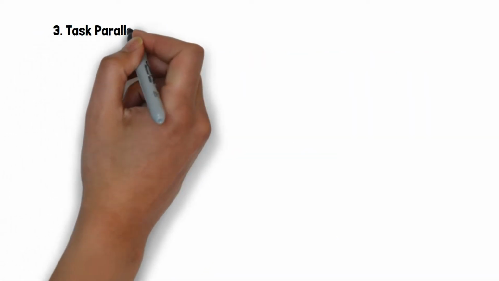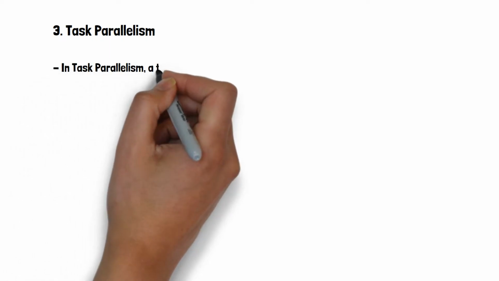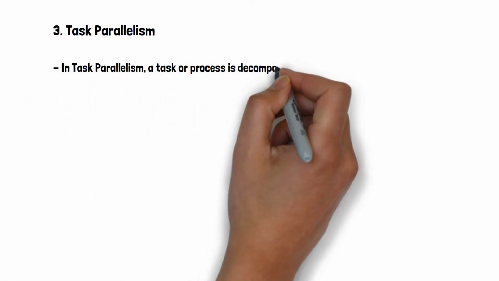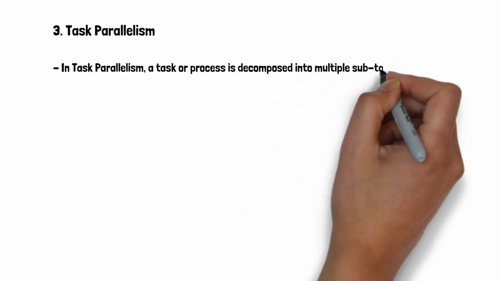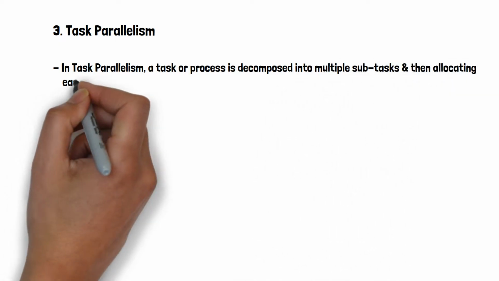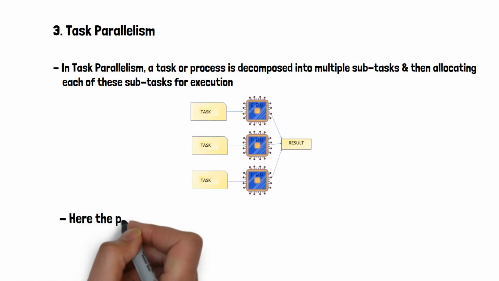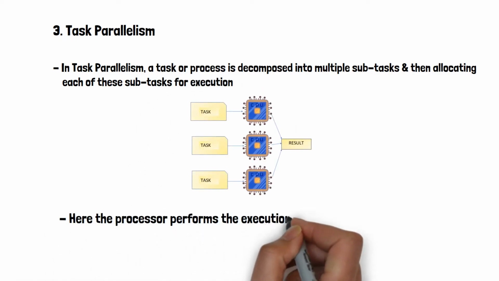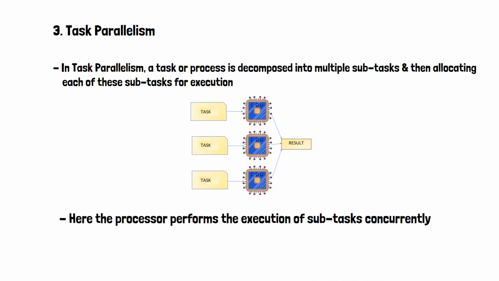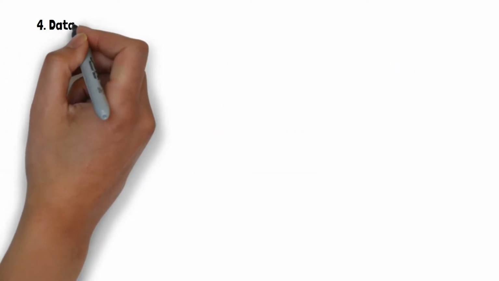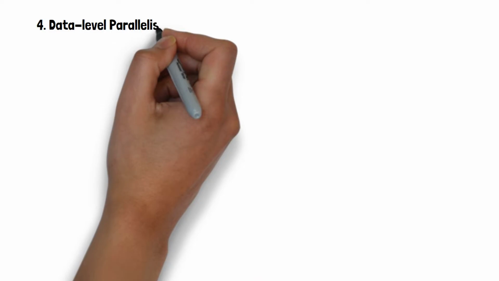Number 3. Task parallelism. In task parallelism, a task or process is decomposed into multiple subtasks, and then each of these subtasks is allocated for execution. Here the processor performs the execution of subtasks concurrently. Number 4. Data level parallelism.